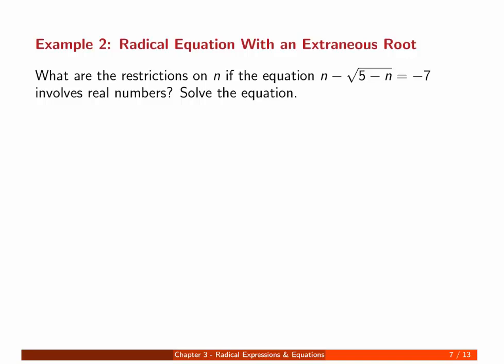The next one is you're going to have the variable split up between the radical and outside the radical. Okay, and this will possibly give you an extraneous root, which will be a root that you're going to reject. It will not satisfy the equation. Okay, it might not even satisfy the restrictions. It actually might satisfy the restrictions, but it might not satisfy the equation. Okay, that might be confusing. Maybe we want to replay that.